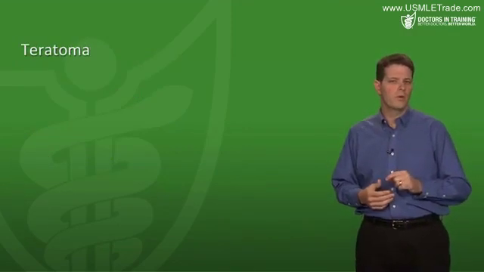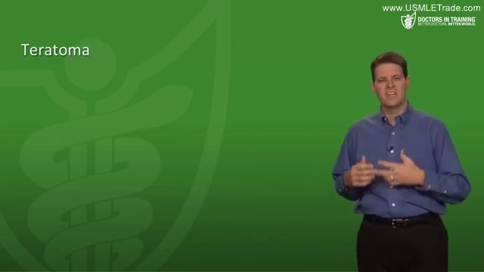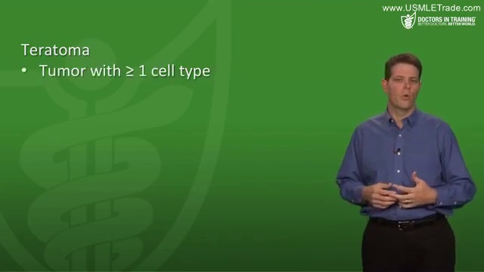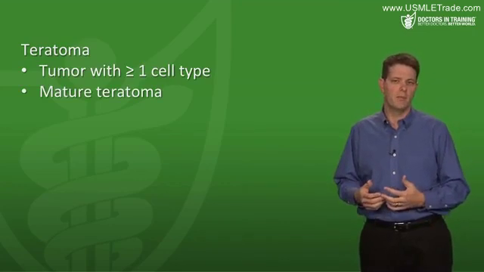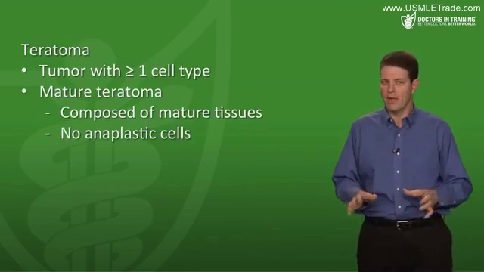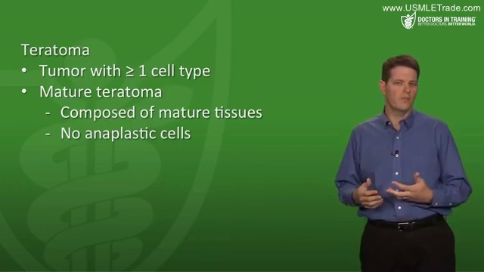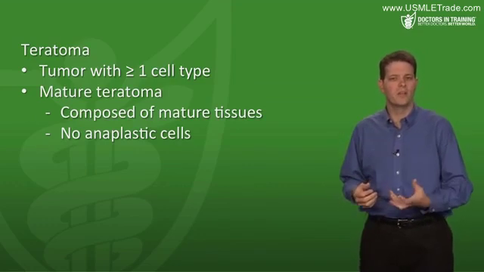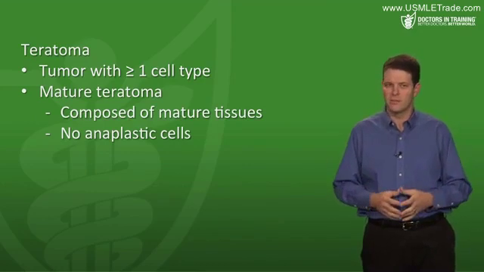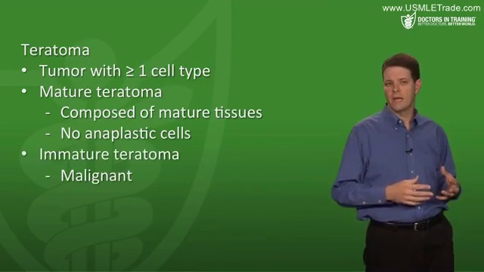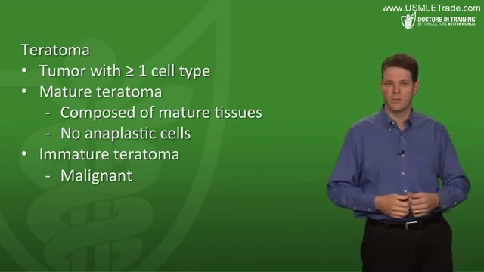And then one more term I'm going to throw in here, somewhat related to this, is a teratoma, which is a tumor with more than one cell type. So a mature teratoma is made up of mature tissues, no anaplastic cells. We most often see mature teratomas as ovarian tumors, and they can grow teeth and hair and thyroid tissue, all sorts of things. Then the malignant counterpart to that is called an immature teratoma.